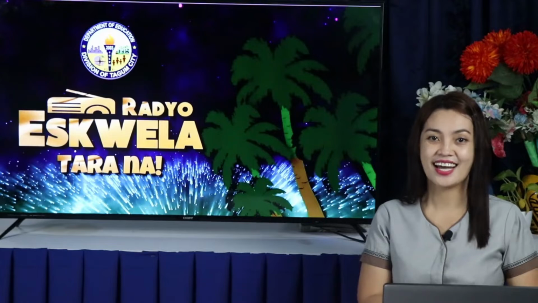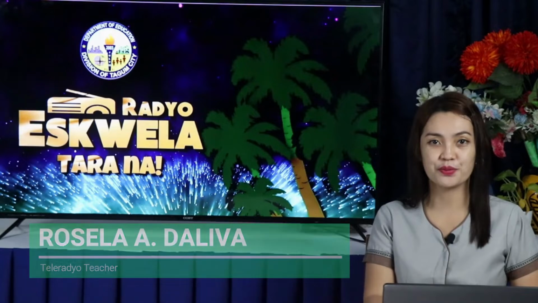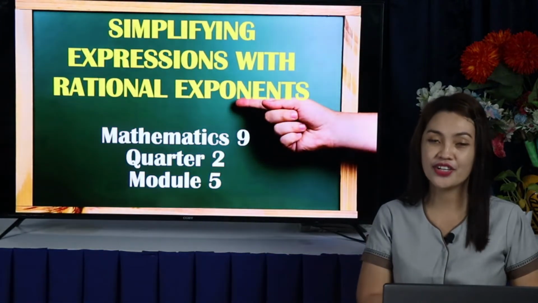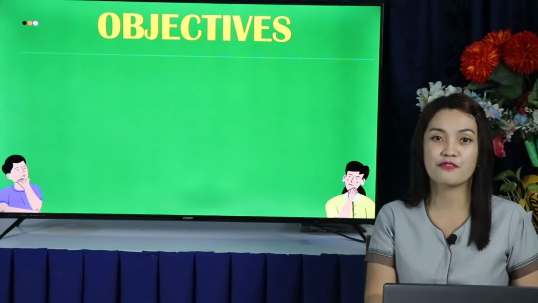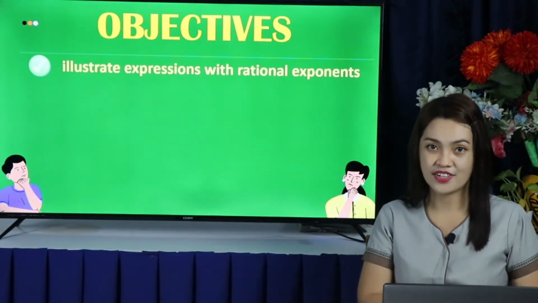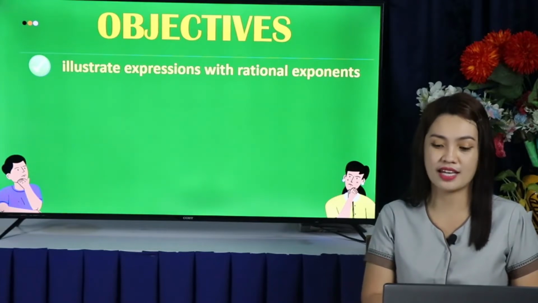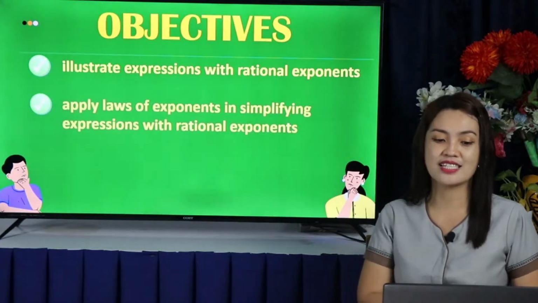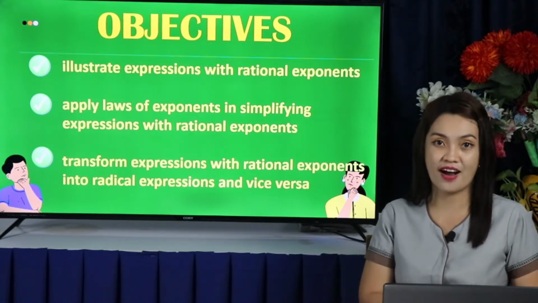Hello, dear students! Now that you are all settled in your homes, kindly bring out your pens and notebooks and secure your learning module, specifically your Mathematics 9, Quarter 2, Module 5. Here are our learning objectives for today. At the end of the lesson, you are expected to illustrate expressions with rational exponents, apply laws of exponents in simplifying expressions with rational exponents, and transform expressions with rational exponents into radical expressions and vice versa.